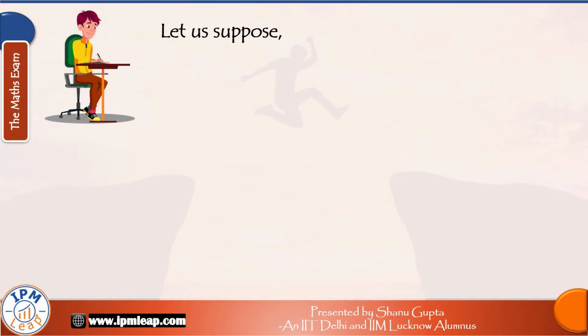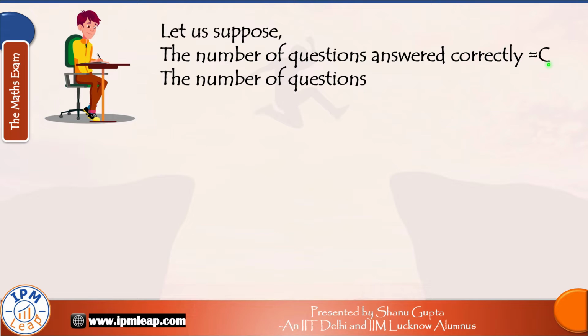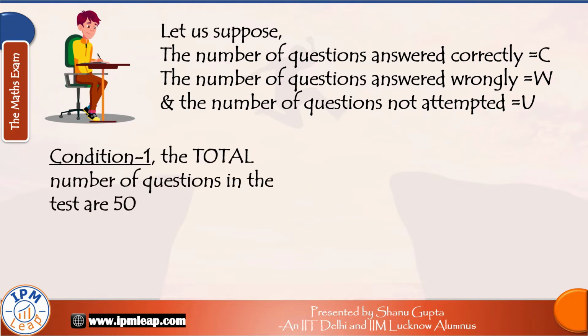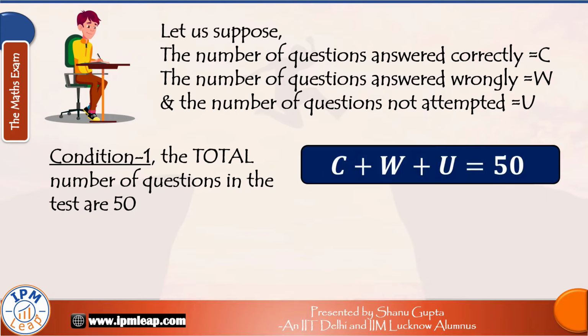So let us suppose the number of questions answered correctly is C, the number of questions answered wrongly is W, and the number of questions unattempted is U. There are two conditions given in the question statement which will help us form our equations. Condition number 1 says the total number of questions in the test is 50. The equation looks like C plus W plus U is equal to 50.